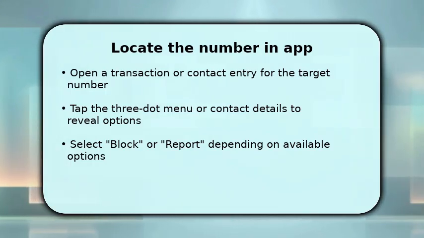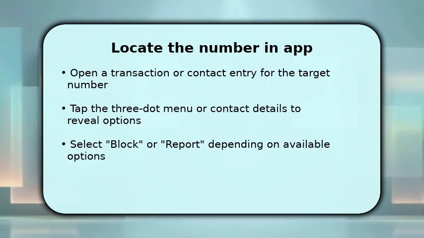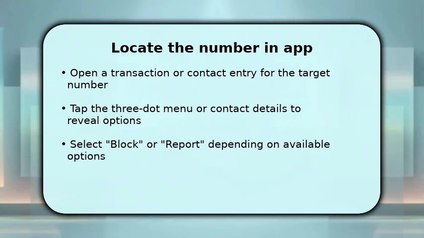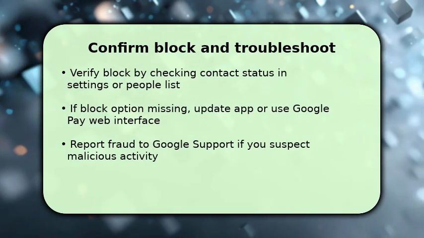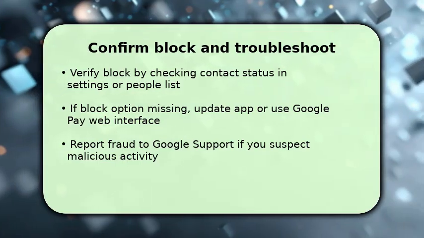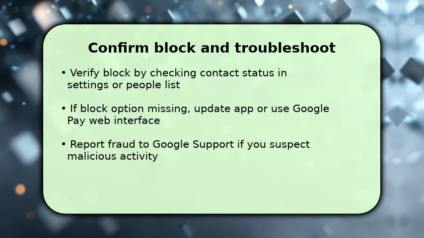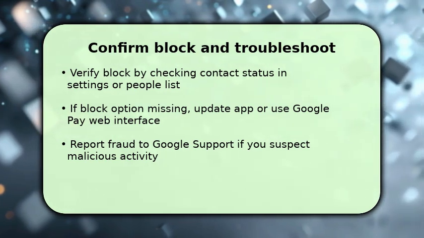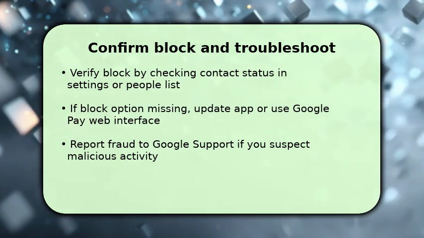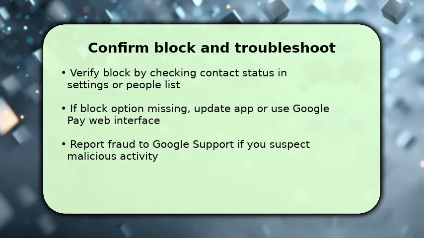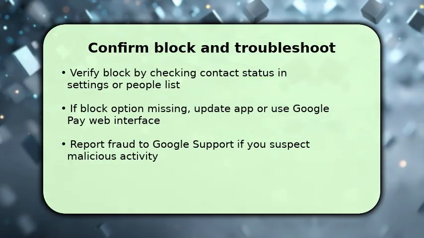If there are multiple accounts, make sure you repeat this for each account where the number appears. Finish by confirming the block. Return to the contact or people list and verify the number shows as blocked or restricted. If you don't see a block option, make sure the app is updated and restart it. Alternatively, sign into Pay.Google to block or report from the web.